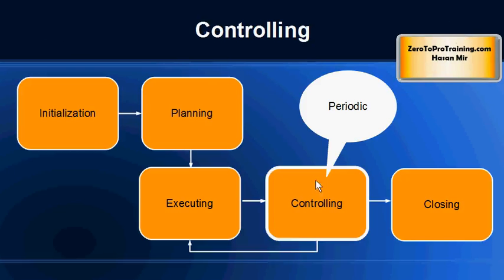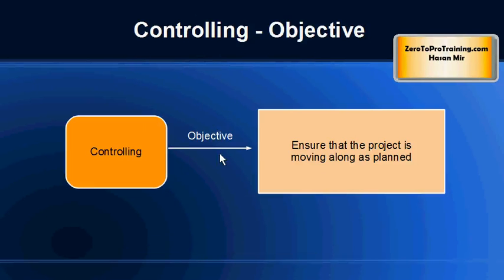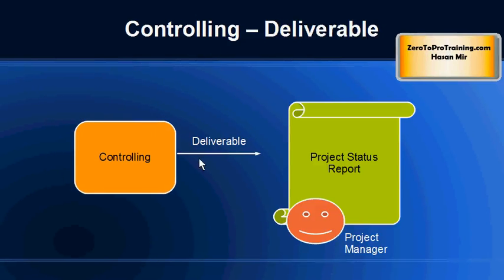Since this is not a perfect world, making a project plan and executing it is just not enough. You need to make sure that we are on the right track, and this is what the controlling stage is all about. It is a periodic stage, so you go from execution to controlling and then back to execution. The cycle will keep on repeating until we reach the closing of the project at a certain date as per the project plan. The objective of the controlling is pretty straightforward: to ensure that the project is moving along as planned. And the deliverable of the controlling stage is the project status report produced by the project manager.